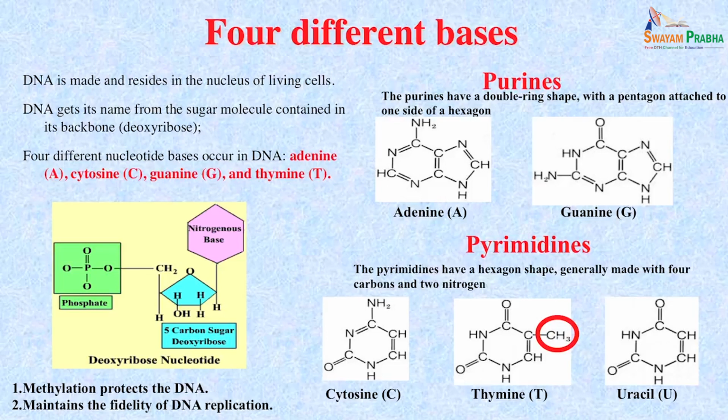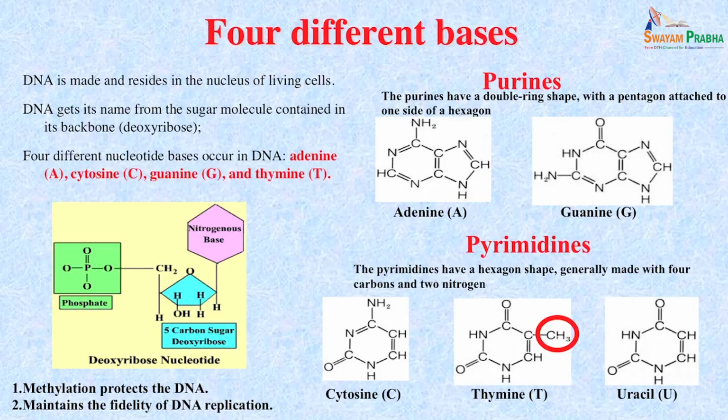So, there are 4 different bases. In the case of DNA, we have adenine, cytosine, guanine and thymine. If you look into these 4 bases, they are classified into 2 groups. One is called purines. It has a double ring shape. Here is one ring, this is another ring, with a pentagon attached to one side of the hexagon. So, this is the hexagon and this is another pentagon attached to this hexagon.